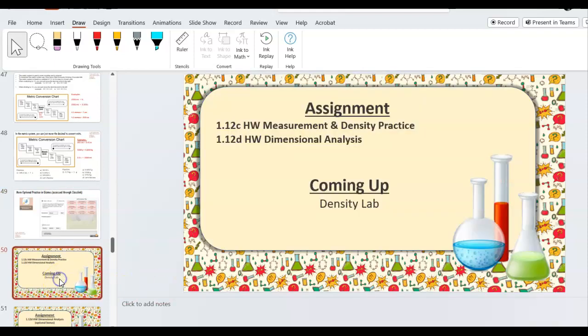So let's see what I have here. We have the C homework, which is measurement and density together, and then the D homework, which is dimensional analysis. And again, I believe I changed the due dates, so I'll double check on that. But tomorrow when I'm not there, if you could listen to this recording and then try those homeworks if you're feeling comfortable, and I'll see you back on Friday.